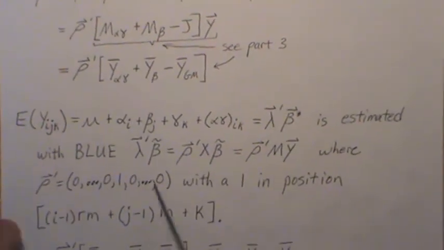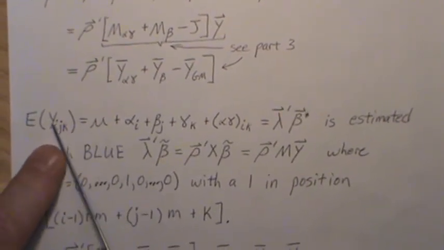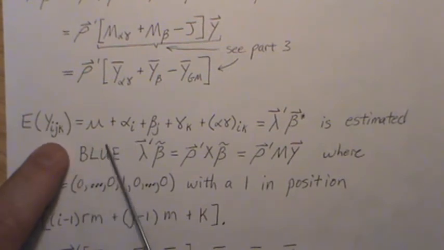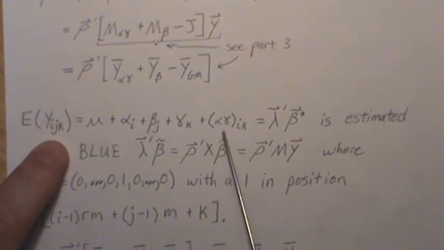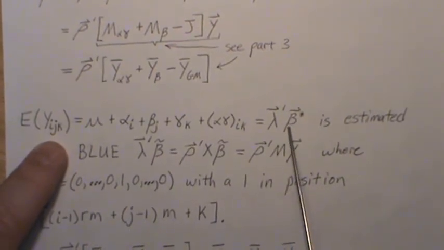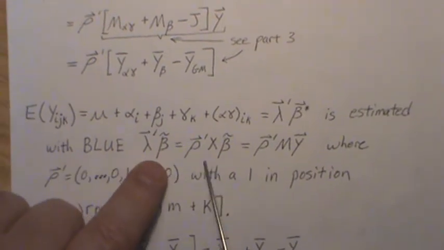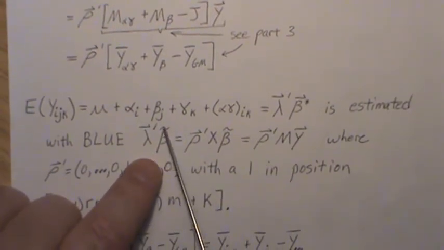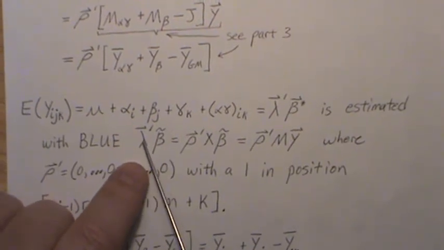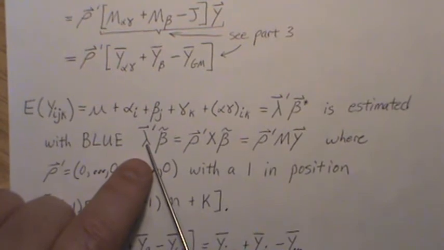So let's look at it in specific detail. So let's say we want to estimate the mean response at the ijk level, which is this. And then we can put this into an estimable form. So it's estimated with BLUE this. Okay, so we put in the least squares estimate for beta, which since it's estimable, well, we don't know it's estimable, but it is.